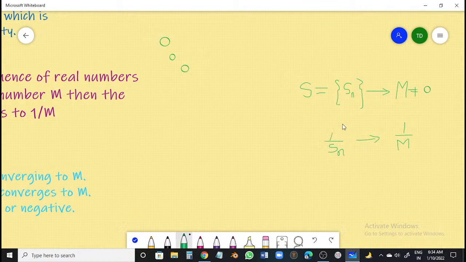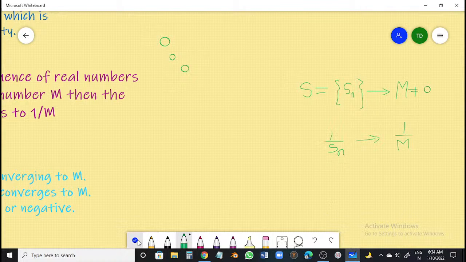Certainly whenever we are handling 1 by Sn, we should guarantee that this Sn is not going to 0. Otherwise this 1 by Sn will not exist. It will not be a real number with us. So the terms are non-zero terms of the sequence, and m is also a non-zero one. Otherwise this will not hold.